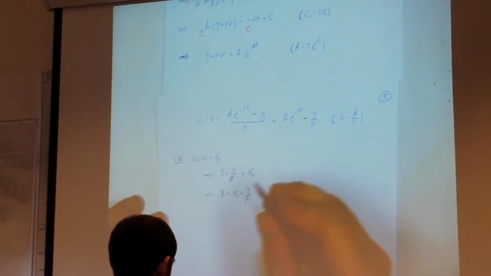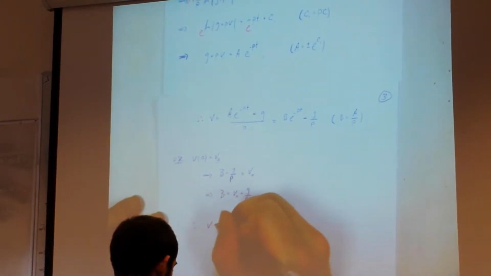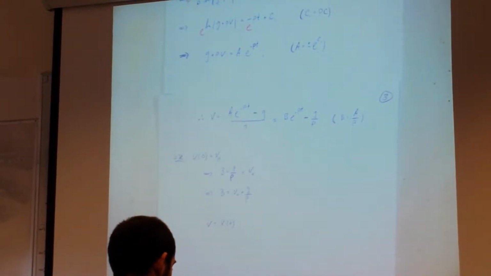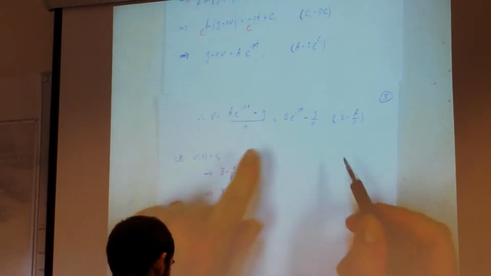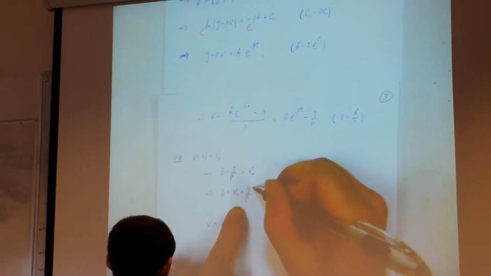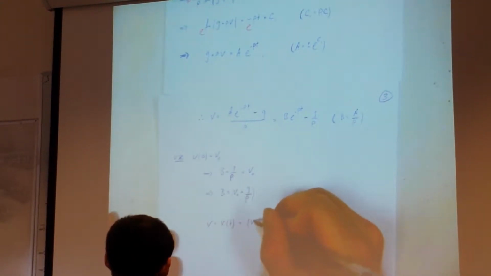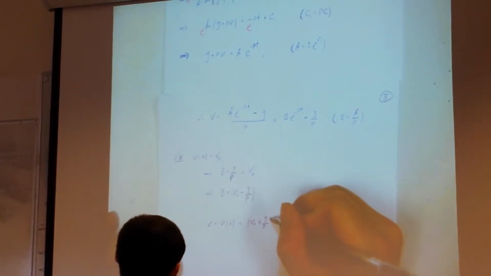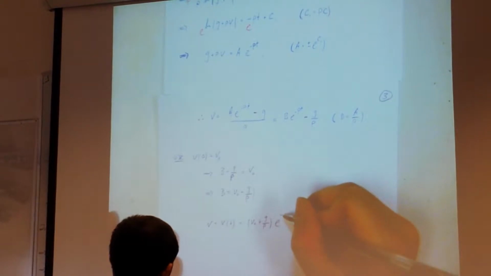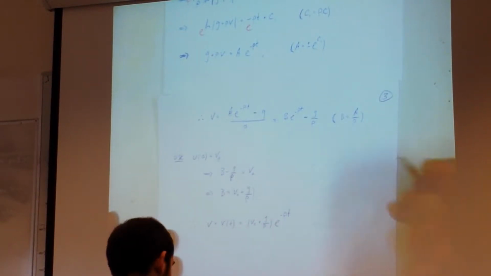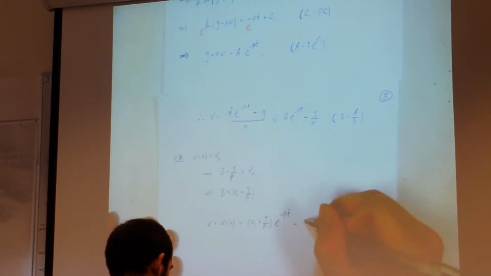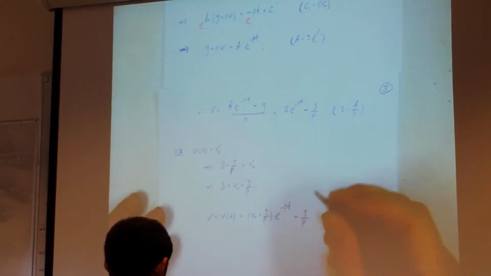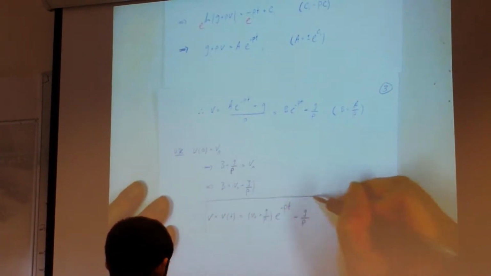b right there, we get velocity, and we have it explicitly in terms of t now. Replacing b with this guy, we get v naught plus g over rho, e to the negative rho t, minus g over rho. Okay. And I'm just going to call this equation 2 here.